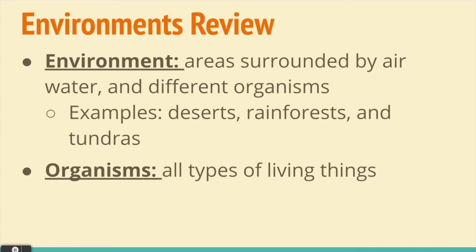There are many different types of environments, and we described some of them, like deserts, rainforests, and tundras. We were able to see that all these different environments had different soil types, different animals, and different weather. In these environments, we found different organisms. Organisms are all types of living things. Living things include plants and animals.